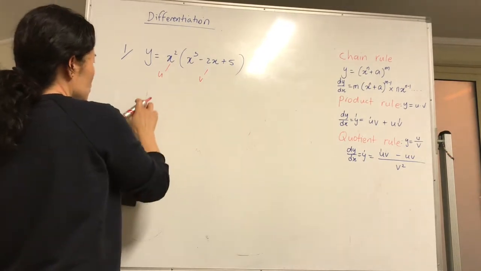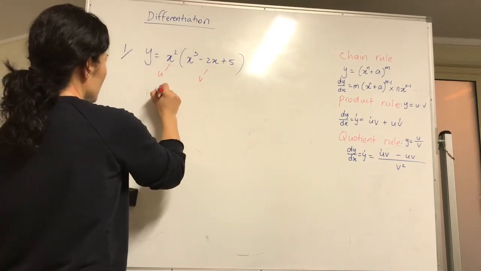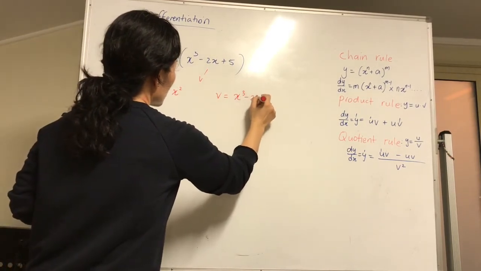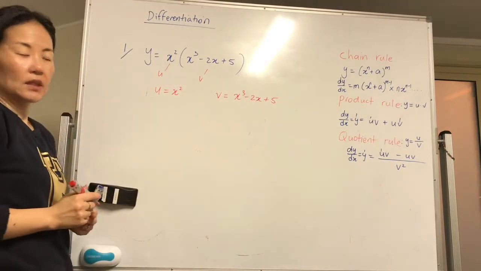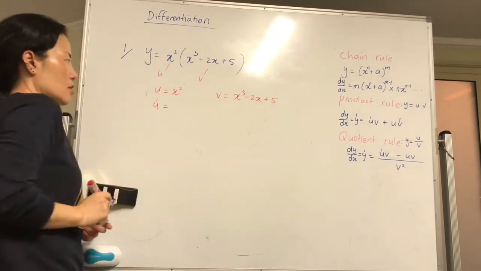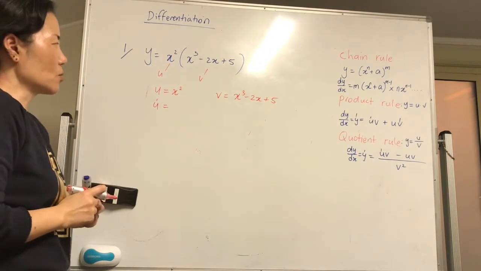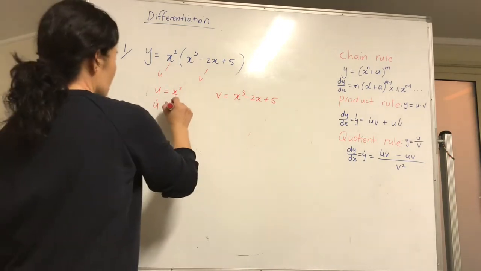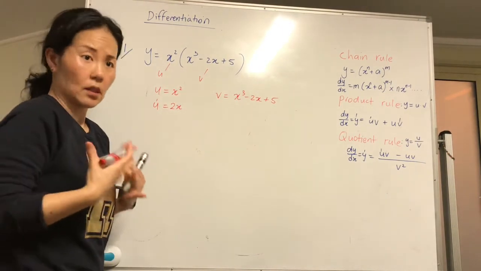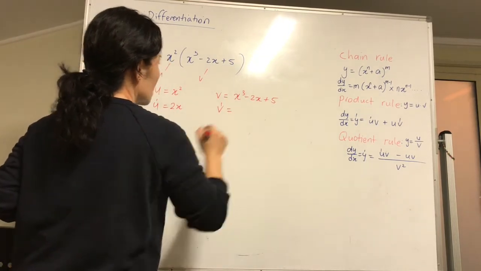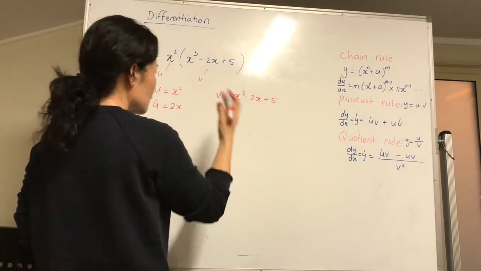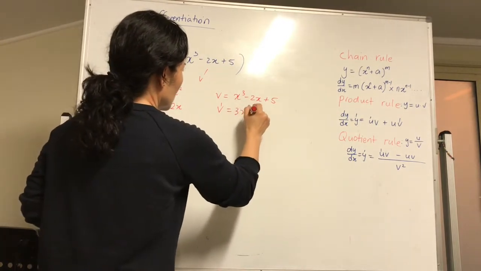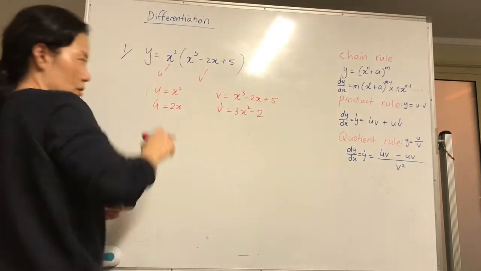So I want you to do it like this. u equals x squared, v equals x cubed minus 2x plus 5. And then I'm going to do one at a time. What's the derivative of x squared? 2x. Yeah, 2x. Say it with some confidence. Okay. Alright, what's v dash? v dash will be 3x squared minus 2, and then we get rid of the constant.